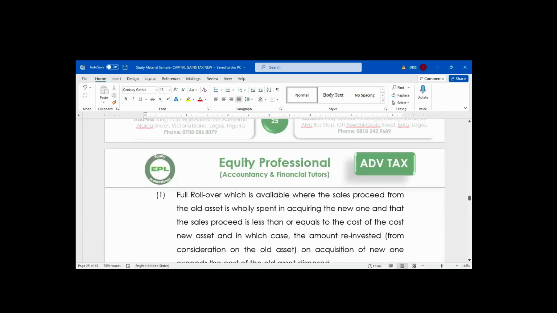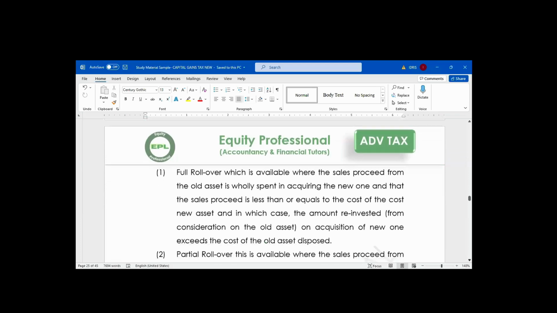It means the amount that was reinvested in acquisition of new assets is higher than the sales proceeds of the old assets and the cost of acquisition of the old assets. In full rollover relief, the amount reinvested in acquisition of new assets is higher than the sales proceeds of the old asset and the cost of acquisition of the old assets.